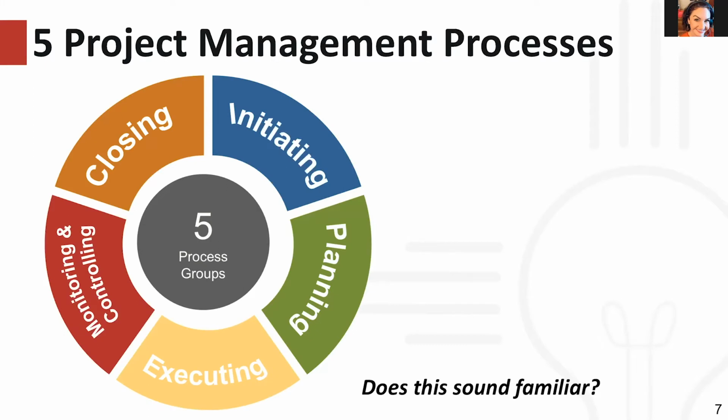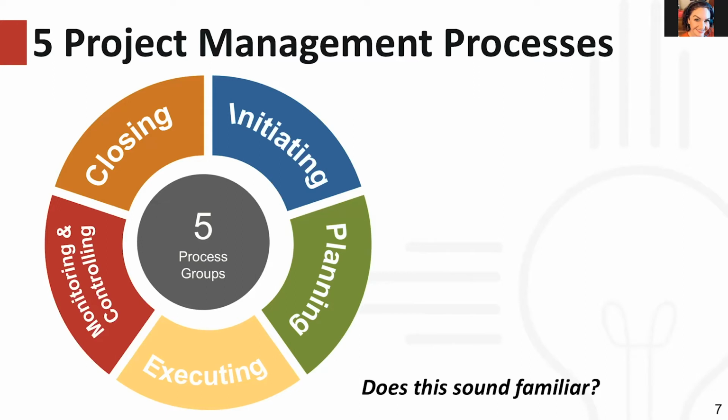Okay, so there are 5 main process groups in project management. The first is initiating, and in those groups is where you're going to undertake the processes to define a new project or a new phase of an existing project. And sometimes that's by obtaining authorization to start the project or the phase, and that can come from a sponsor or from your project team.